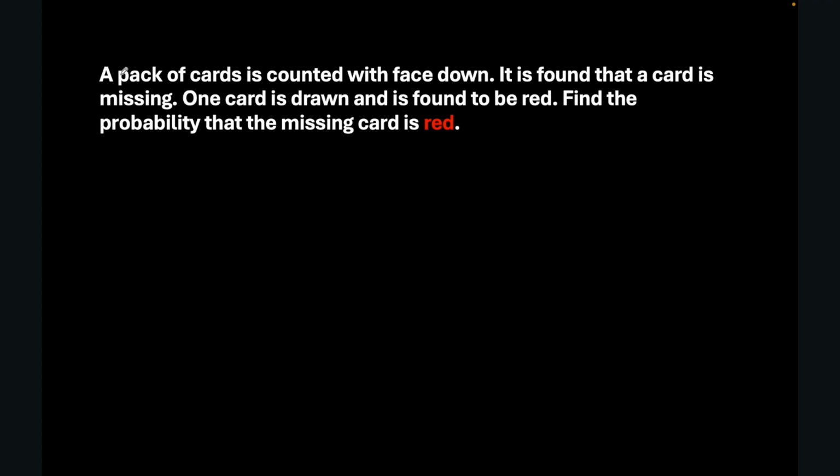We're told that a pack of cards is counted face down. It is found that a card is missing. Now, one card is drawn and is found to be red. Find the probability that the missing card is also red. So what we're told to find is the probability that the missing card is red. But this part is a little different. So let's denote some variables. Let's say R is a red card being selected, and a red card being missing.